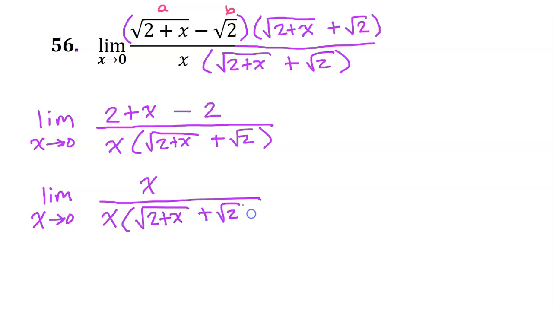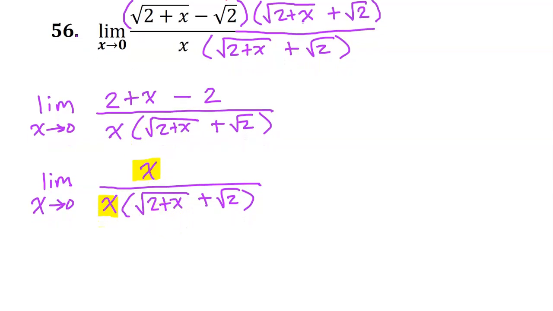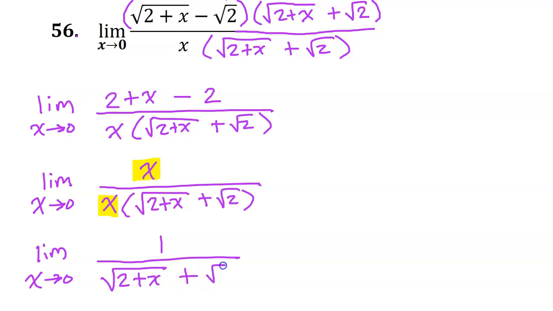That's radical 2. Notice that we have a common factor in the numerator and the denominator. These x's will cancel out without changing the value of the limit. So this equals the limit as x approaches 0 of 1 over the square root of 2 plus x plus the square root of 2. And this is something where we can use direct substitution to evaluate.